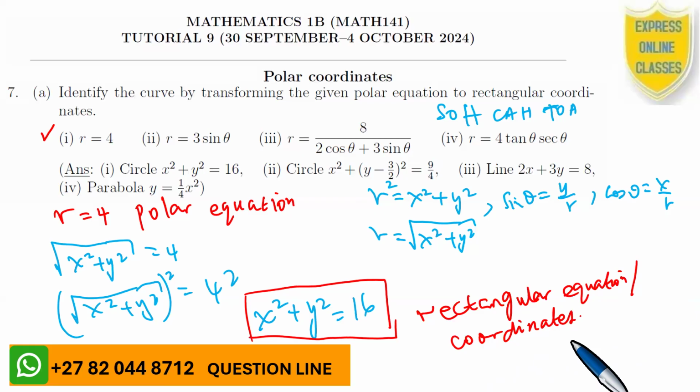Sorry. Yes, please. So every time we have to use this method? Yes, most definitely. Every time we need to use this method. So there are basically three popular equations we use. We use r squared equals x squared plus y squared. Sine theta is y over r. Cosine theta is x over r. And we also use tan theta is y over x.